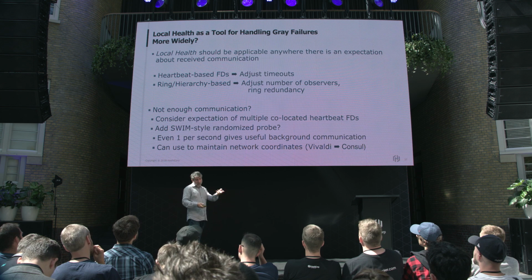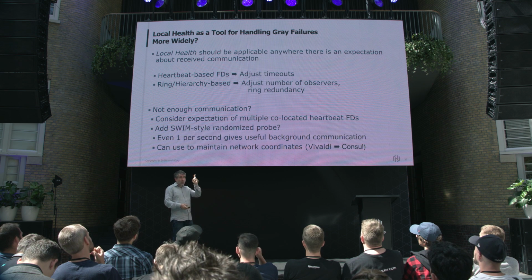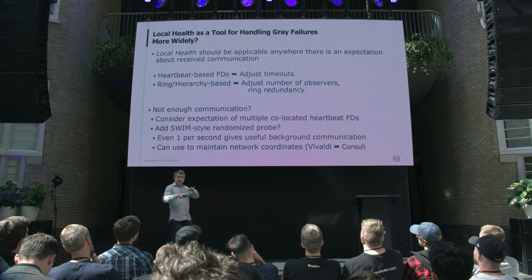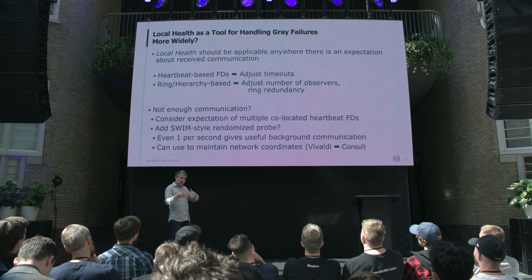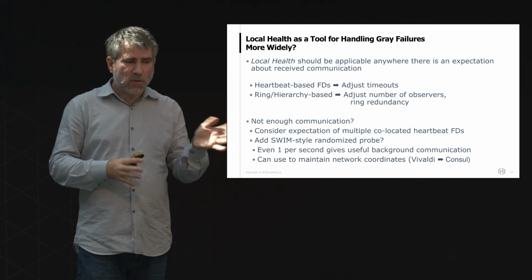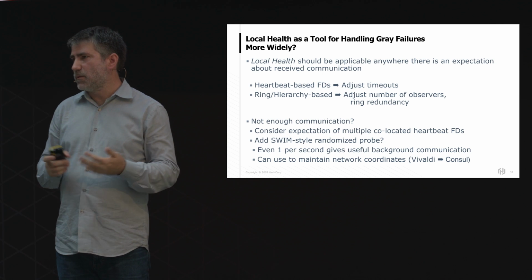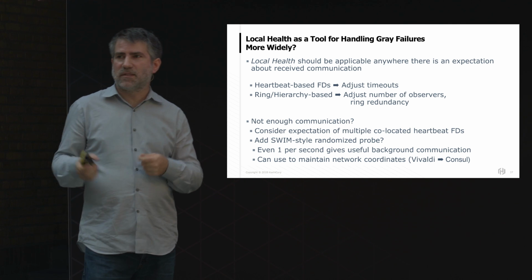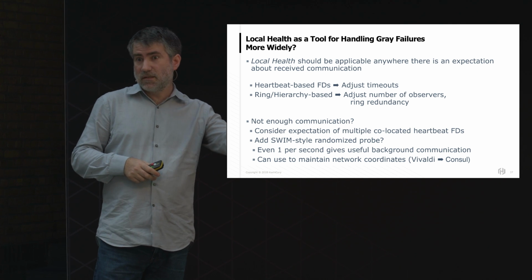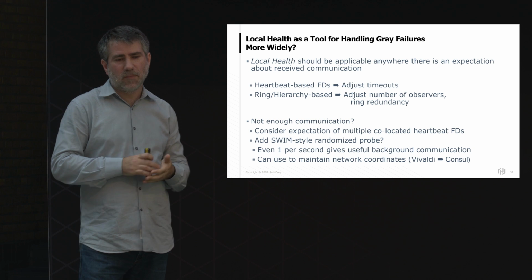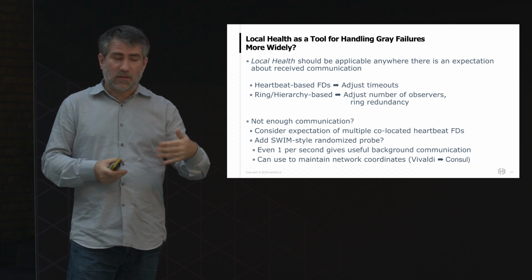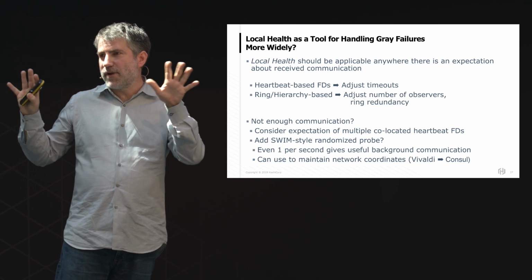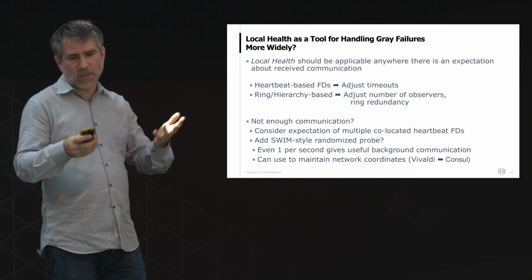Also, you could actually do the Swim-style randomized probing. Even if you send one message from one node each second, that's going to give you some background level of confidence that there's communication. And also, if you want network coordinates, in Consul we have Vivaldi, which allows you to say, route me to the fastest, closest instance. You could do that. So there's a value add to having some sort of background radiation, 1-second messages between peers.